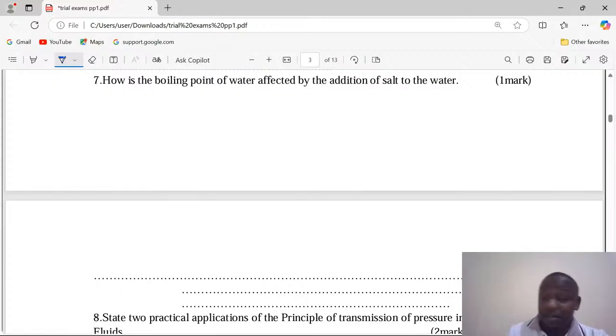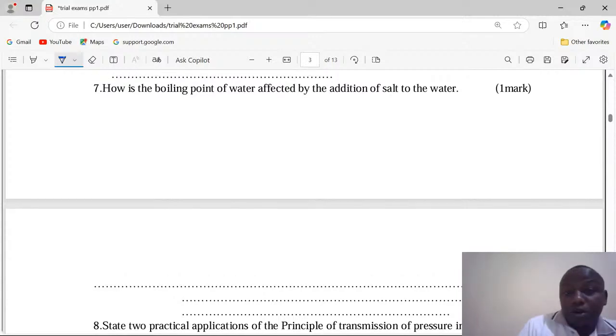Another question in number 7. How is the boiling point of water affected by addition of salt to the water? It's good to know that impurities increase boiling point. If it was about a melting substance, then we would have said impurities lower melting. Therefore, the boiling point of water is increased.